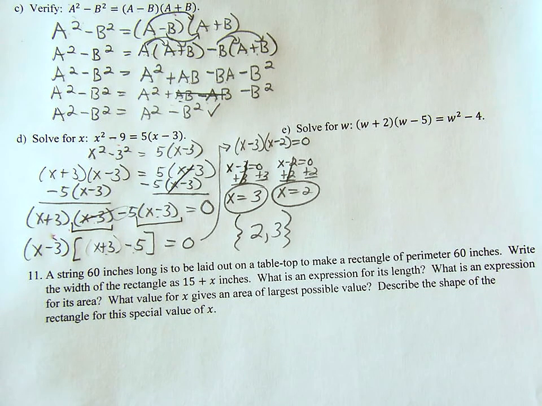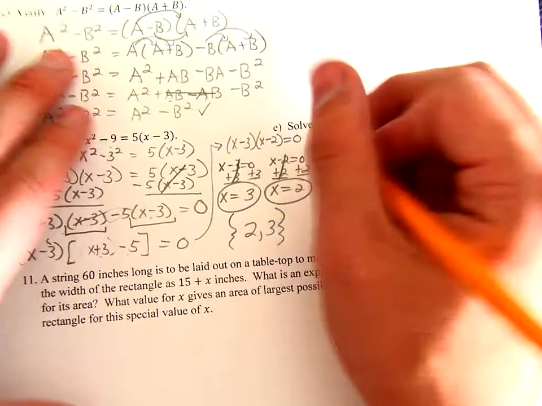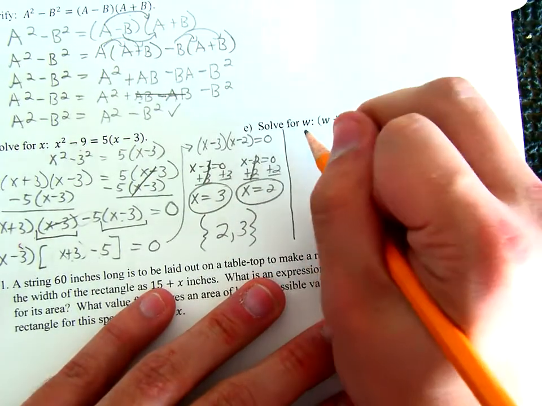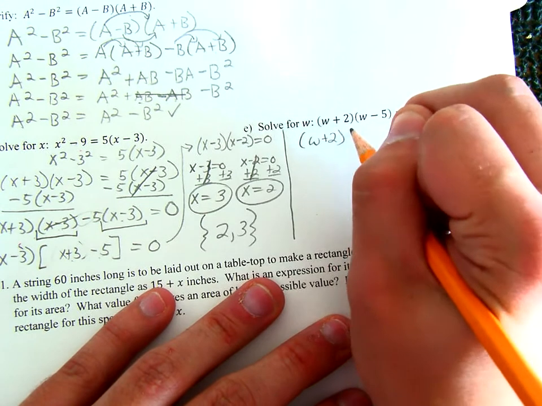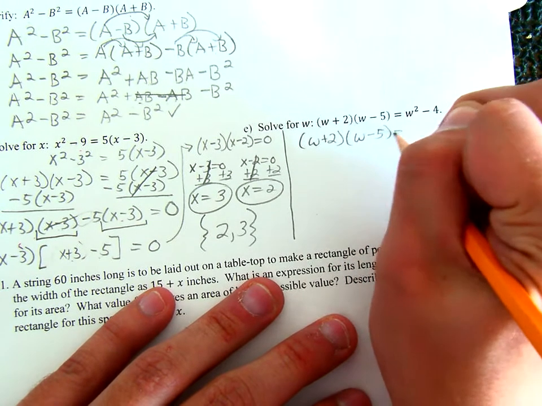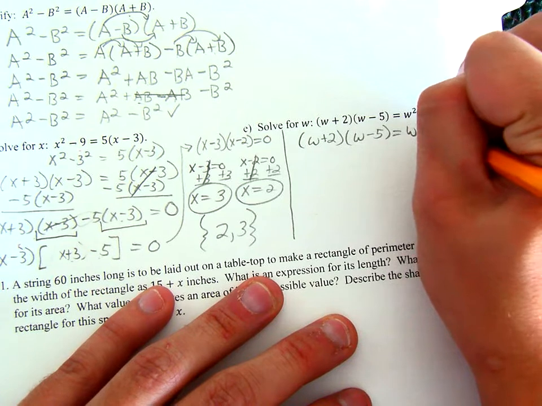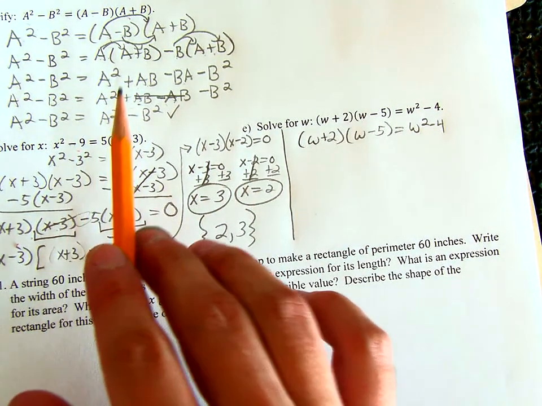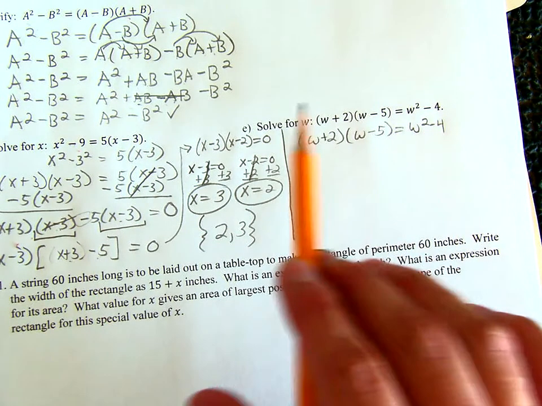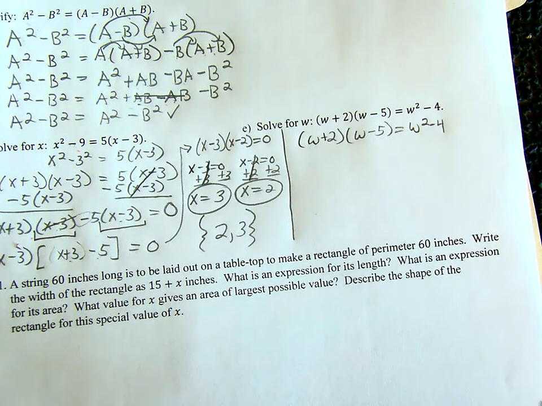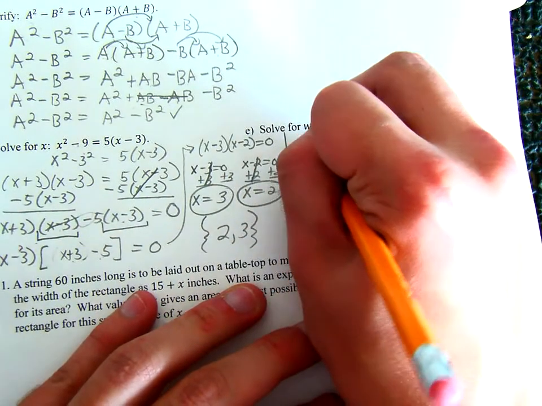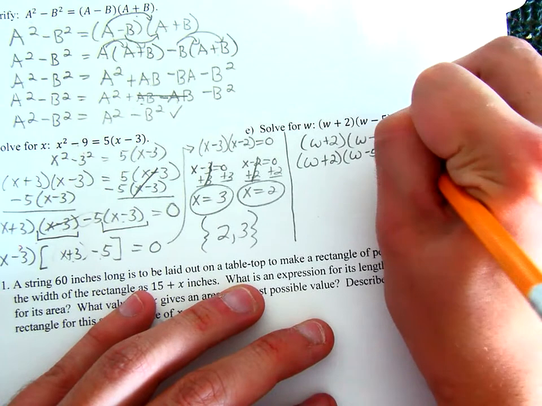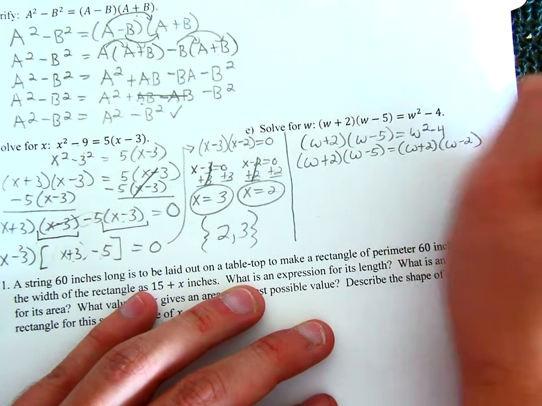Okay, so now let's move on to part E. So if we look at this, we want to solve for W. So I'm just going to put a line here. If we solve for W, we're going to have W plus 2 times W minus 5 is equal to W squared minus 4. Okay? And then again, using exactly what we just did up here, we could say that W squared minus 4 is the same thing as W plus 2, W minus 2. So I'm just going to rewrite this. W plus 2 times W minus 5 is equal to W plus 2, W minus 2.